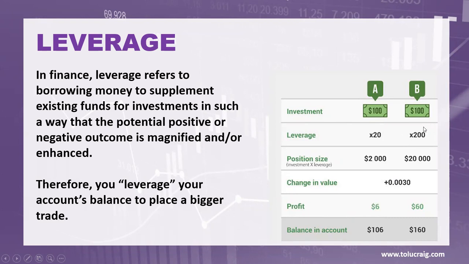Imagine trading with something larger. You have a leverage of 200, and the same change in value, that's the value of the pips. The profits that you earn on both ends are different because your leverage here is higher than your leverage here. And if it is a loss of this change in value, for this you are losing $6, and for this you are losing $60.